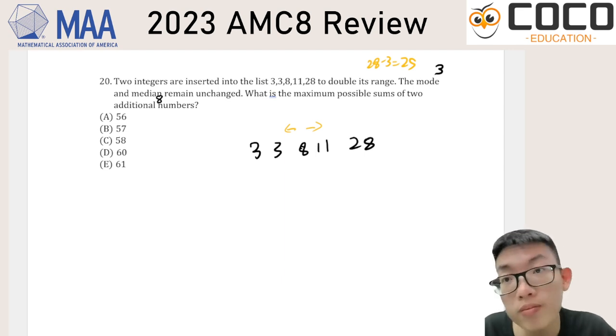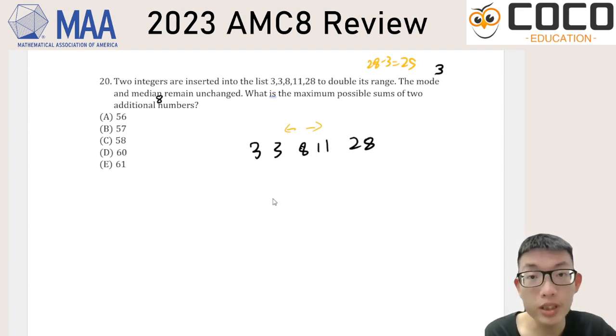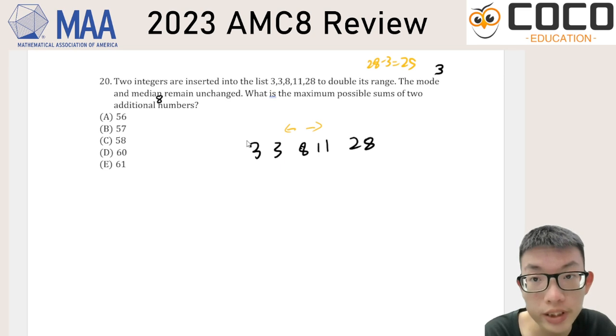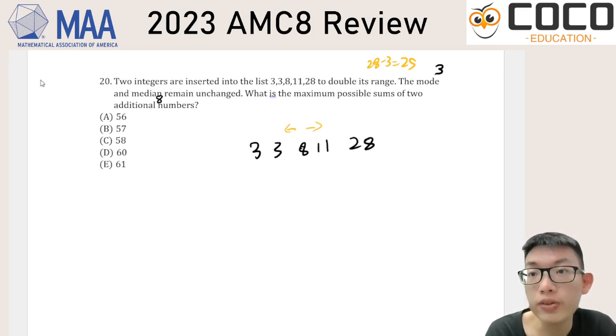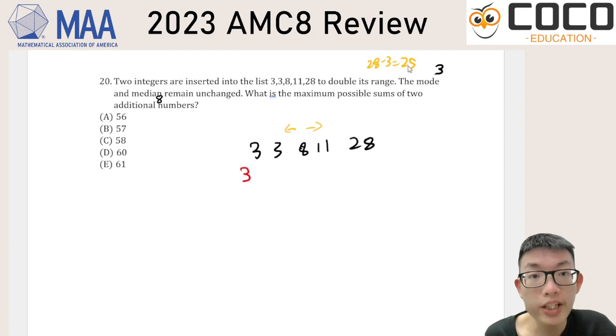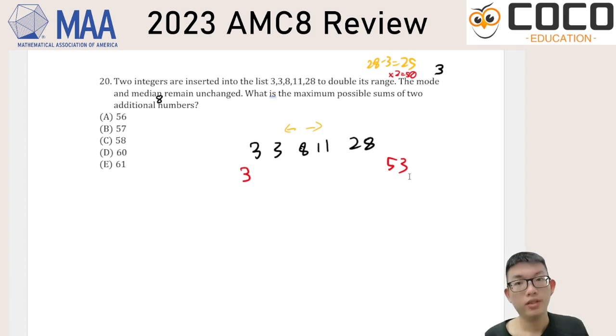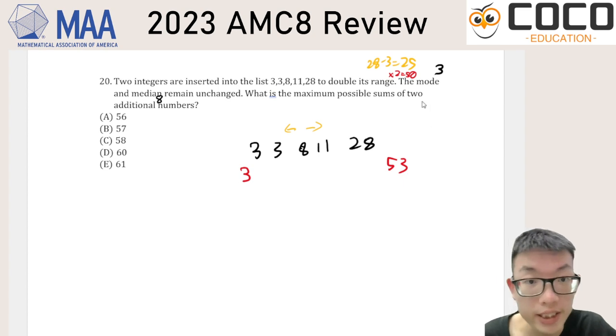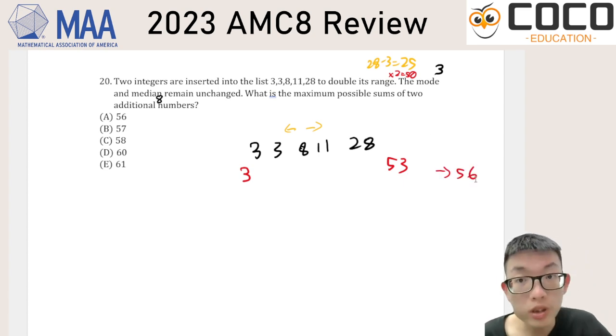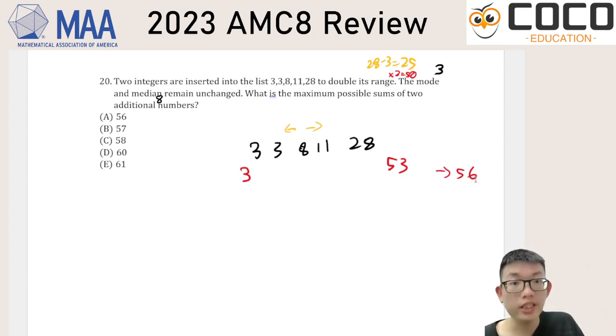Now, there are, I guess, two possibilities here. One possibility is that I don't touch the 3. So if I don't touch the 3, it means that I'm going to add on just a number 3 down here. And then double the range means that the range becomes 50. And so I put a 53 down here. Now that is going to give me a sum of 56, and it would not change the mode, it would not change the median.